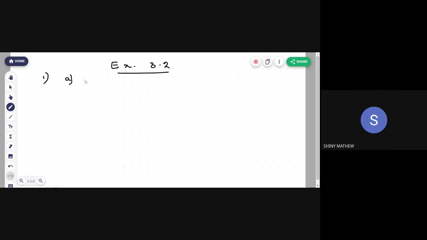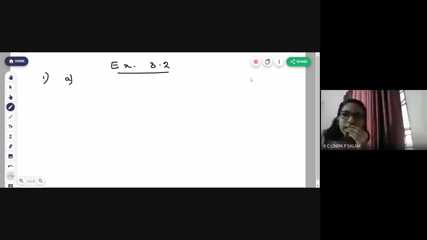Option A, odd numbers. Then when we add two odd numbers, what will be the sum? Is it odd or even? What do you think? Even number. Okay, you can take a different example.